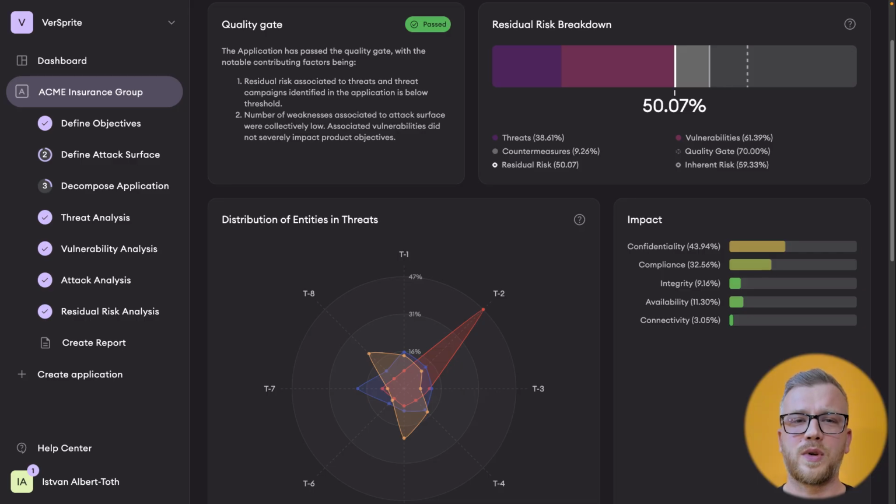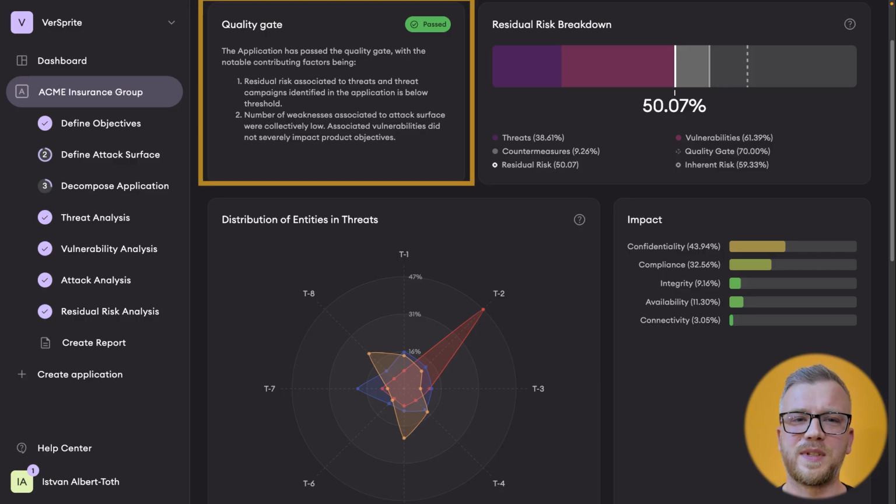Today, I only want to show you one thing, and that's the application dashboard. This answers a simple question for product leaders. Are we good to go, or are we not? At the top left, you will see a clear pass-fail and the reasons behind it. Right below that, what needs your attention first.